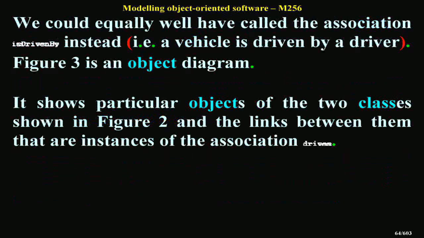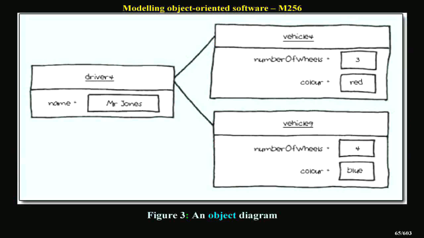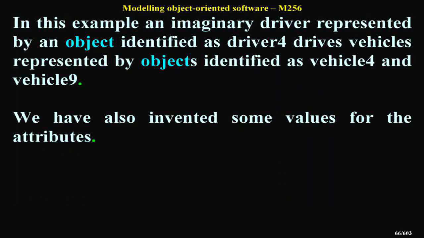Figure 3 is an object diagram. It shows particular objects of the two classes shown in Figure 2 and the links between them that are instances of the association. Figure 3, an object diagram. In this example, an imaginary driver represented by an object identified as driver 4 drives vehicles represented by objects identified as vehicle 4 and vehicle 9. We have also invented some values for the attributes.